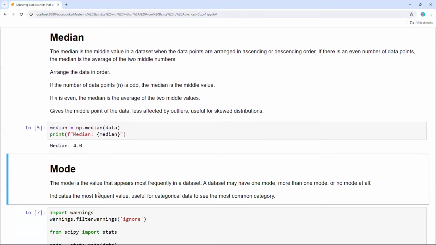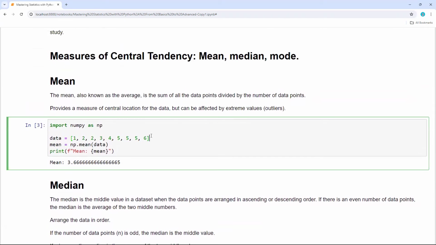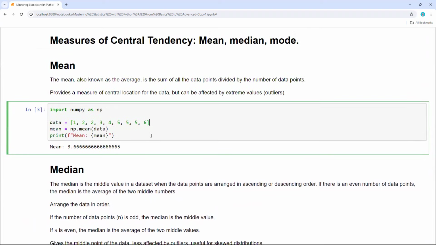And next is the mode. The mode is the value that appears most frequently in the data set. A data set may have one mode, more than one mode, or no mode at all. It indicates the most frequent value and is useful for categorical data to see the most common categories. For example, let's take these data points: 1, 2, 2, 3, 4, 5, 5, 5, 6. Mode is nothing but the most frequently occurring value. Here I have 5 three times, so that directly becomes my mode.